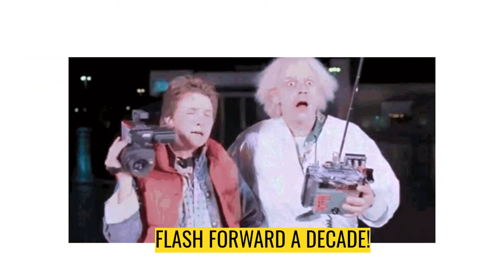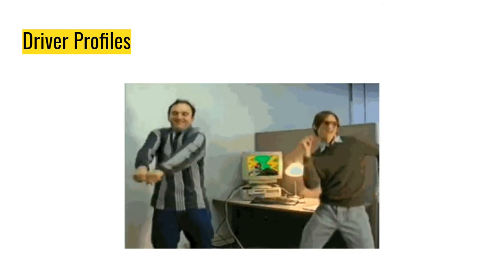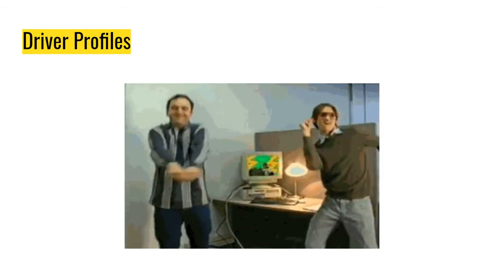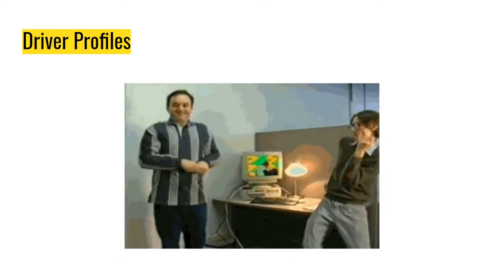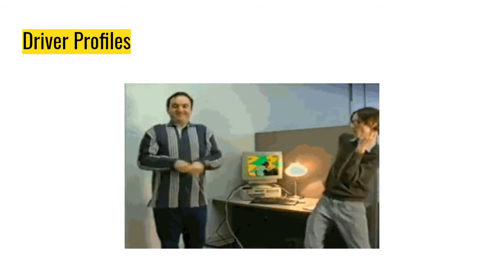So now we're going to flash forward a decade to the 90s and see how things have changed. So Uber in the 90s, what does that look like? It's a bit different. Now we've moved from command line to a Netscape Navigator heavy interface. So now we can see driver profiles, we can see pictures, we can see reviews that people left of the drivers. This is all just making it more secure, and we have the visual capabilities now.